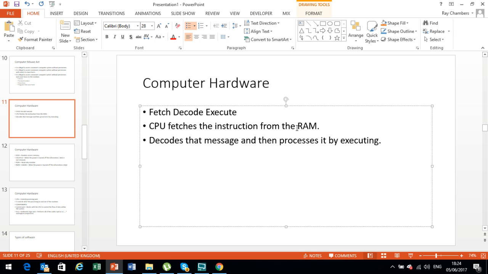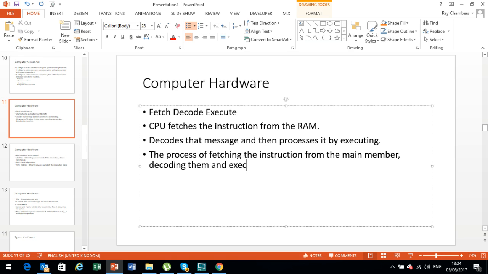Now, in the new spec, Year 10, you're expected to go into a lot more detail than that. But basically, the fetch-decode-execute cycle is the process of fetching the instruction from the main memory, decoding it and executing it so that the CPU can perform continuously.